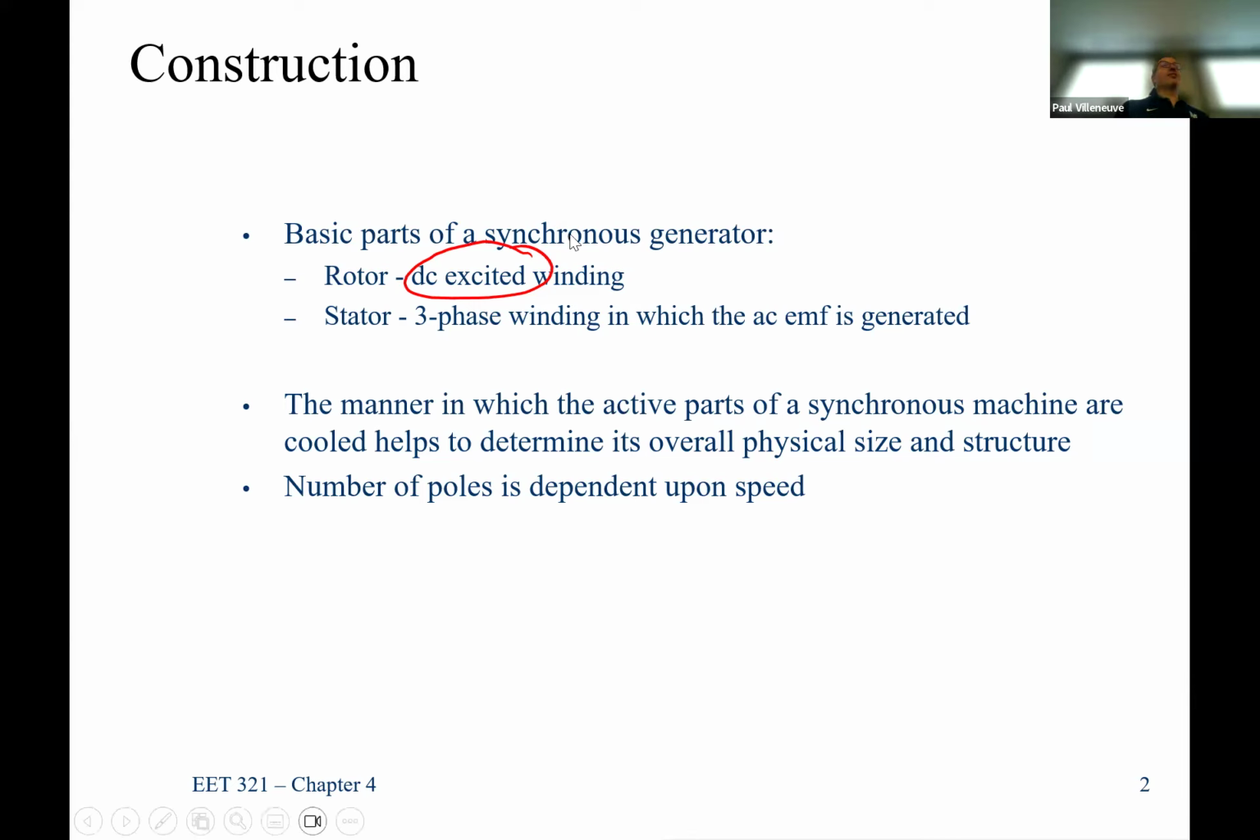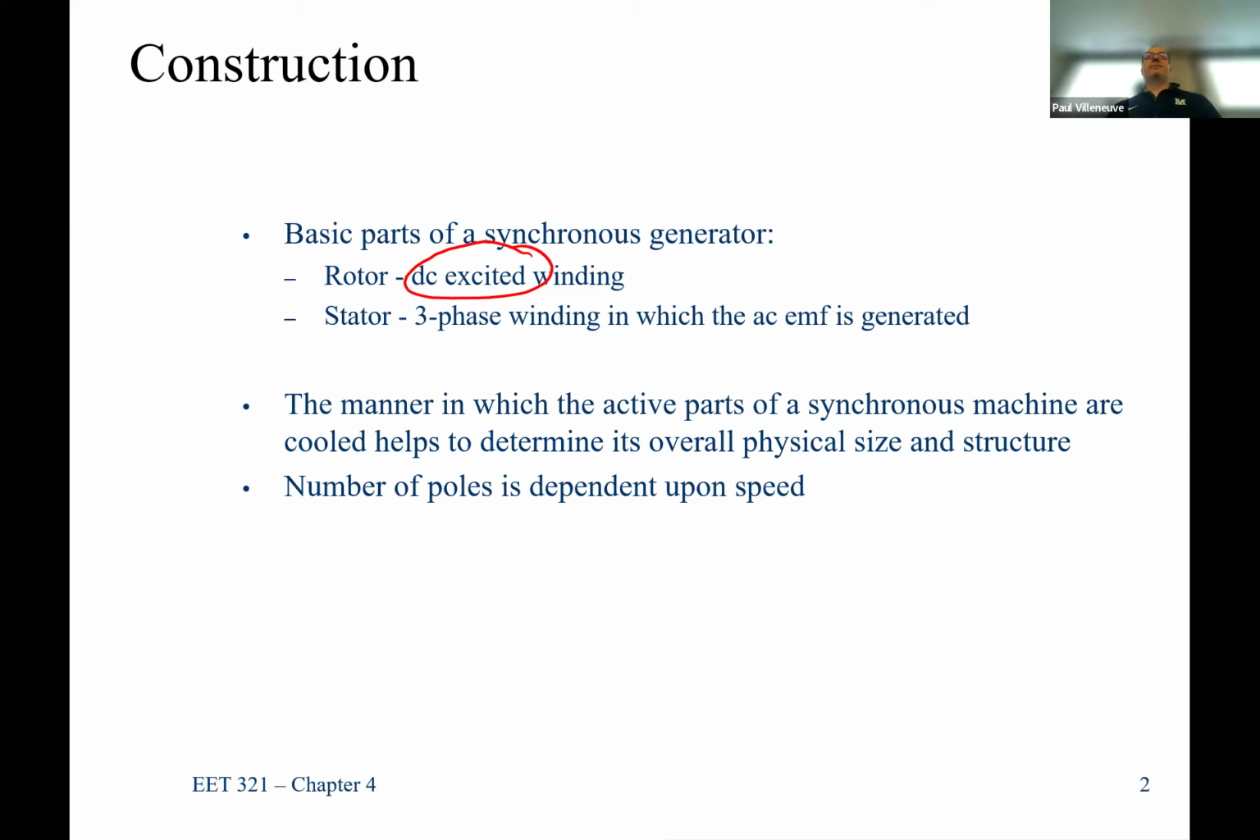So this one has to run at 1800 RPM or 3600 RPM or 1200 RPM, et cetera, et cetera. It cannot run outside those lines. If it does, it's not going to last very long. You're going to get a lot of vibration, et cetera, et cetera. So synchronous generators only run at that specific speed.